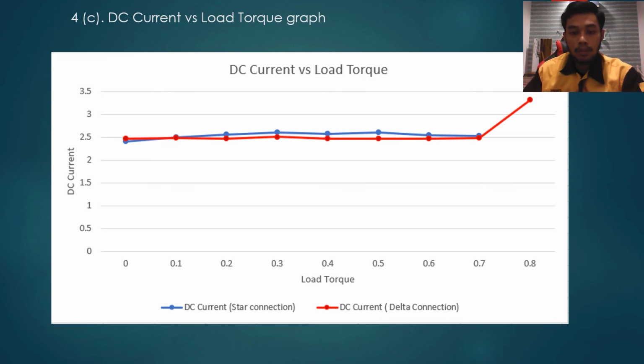Last, for the delta connection, which is the red color, it is also like a constant graph, and after 0.7 it will go up until 3.307 here, which is the DC current of the rotor.